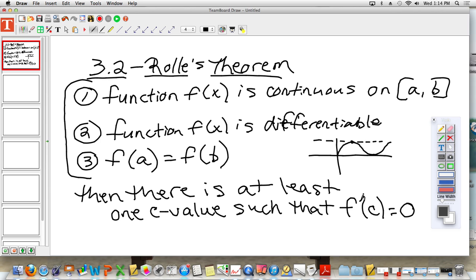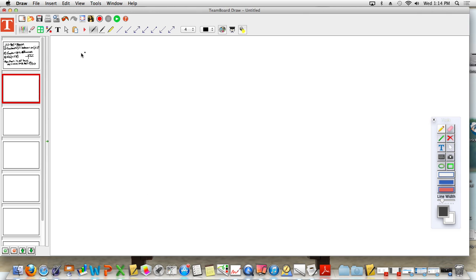Okay, good. All right, so the derivative is equal to 0. In other words, the slope is equal to 0. All right, so these 3 things have to exist first in order for this to be true. Are you ready for an example? Sure. Sure, Tim. Take it away.